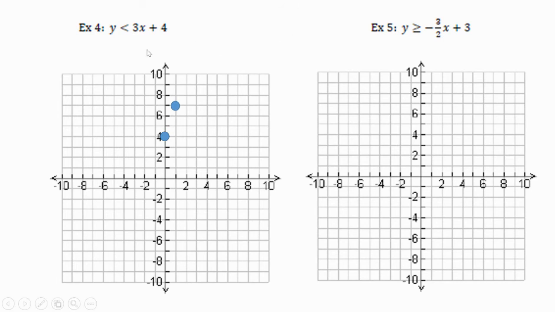Now I'm going to look at my symbol. Since my symbol is less than, if you remember from the previous chart, it's going to be a dotted or broken line. Also, less than means that we're going to shade below the line. So I shade everything below the line.